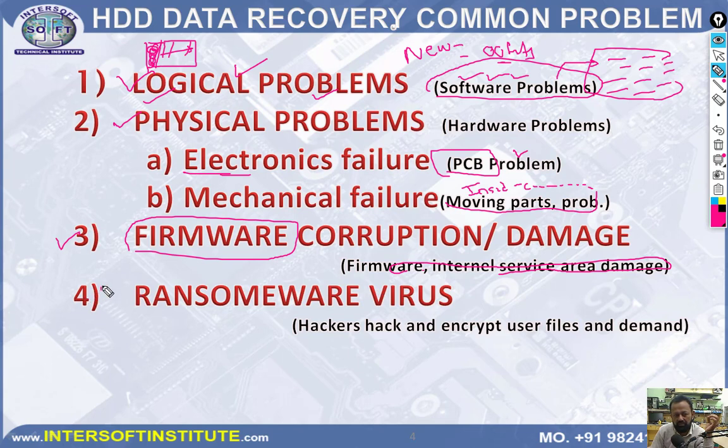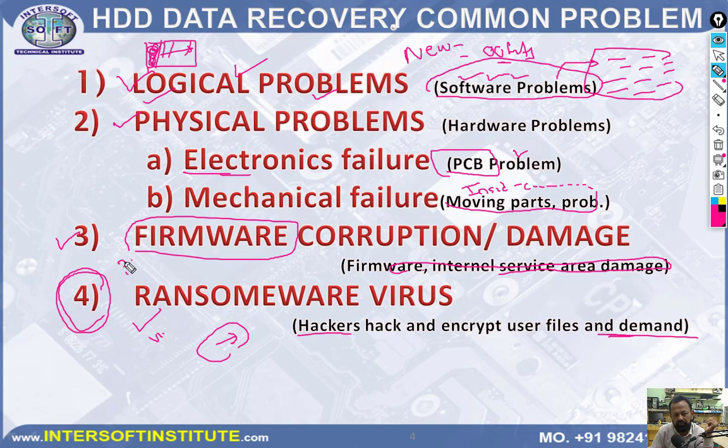And one new problem coming nowadays is the ransomware virus. Hackers hack the systems, encrypt the user files and demand money. Some files can be recovered and some may not be recovered. This is also one type of data recovery, but this is recovery from a virus.